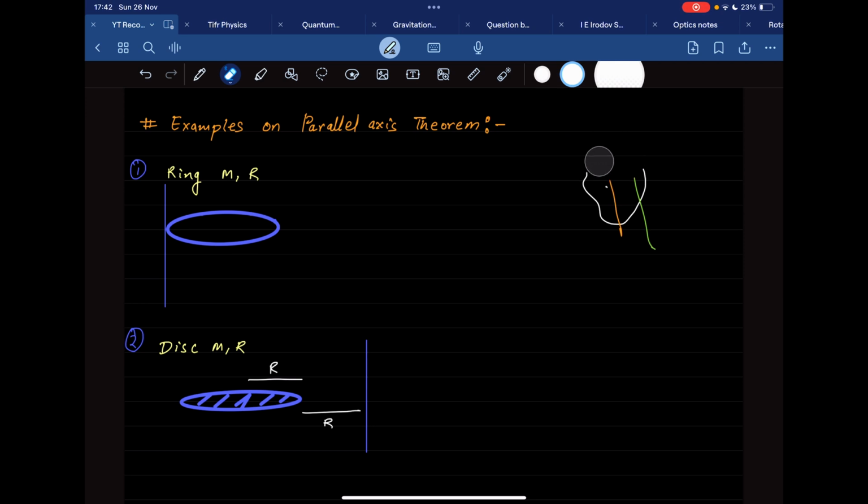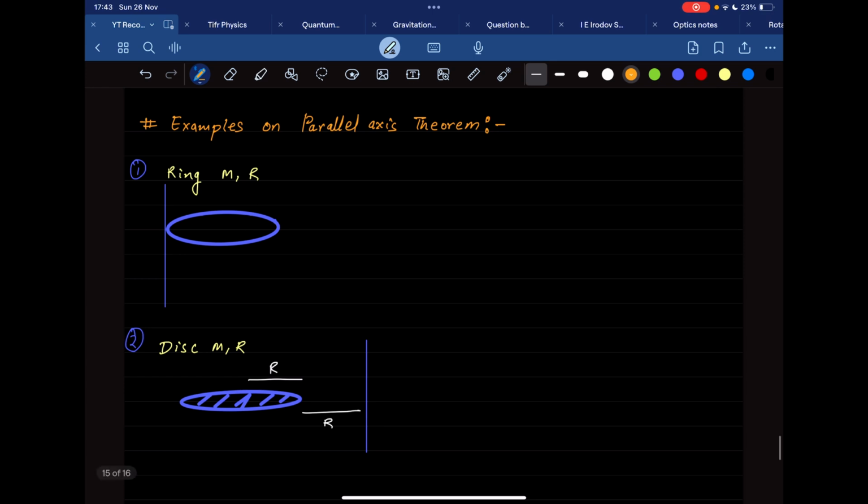Now let's move on to some examples on the parallel axis theorem, and then we will move on to some complicated examples of the combined perpendicular axis theorem and the parallel axis theorem. In the first example, I have taken a uniform ring of mass m, radius r, and I want to find the moment of inertia about the tangent perpendicular to the plane. You can look at the first figure, right?